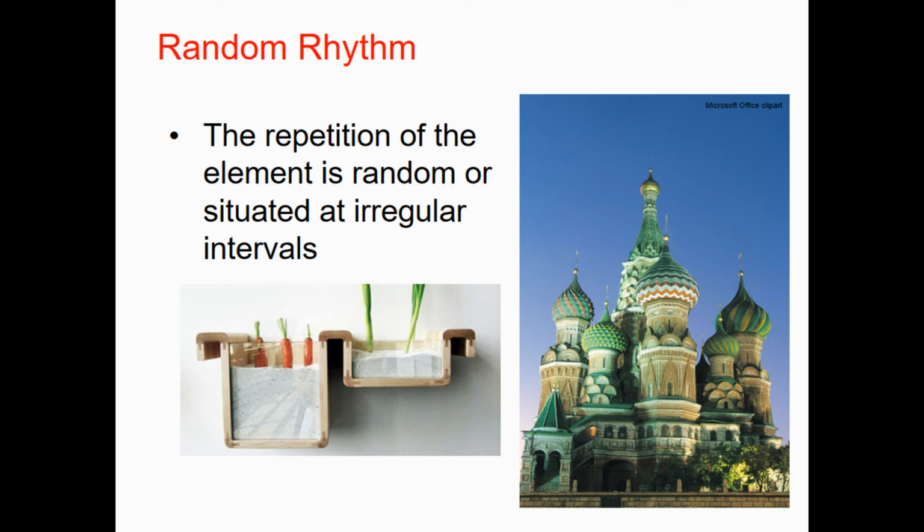Random rhythm is when the repetition of the element is random or situated at irregular intervals. So on the left-hand side here, we have this wall decoration. They've got a large, deep bucket of sand and a narrower bucket of sand here. They're built in the same way. They've got the same color of woods and the same locations going across, and like I said, the same shade or color of woods for the body of the sand bucket.